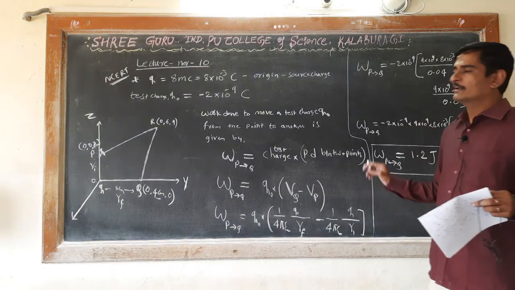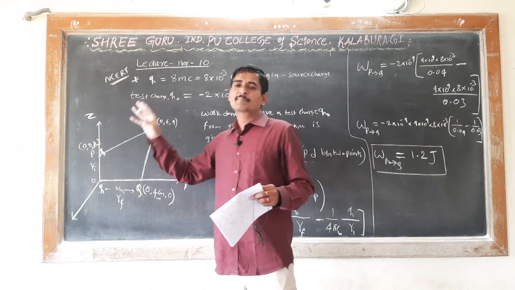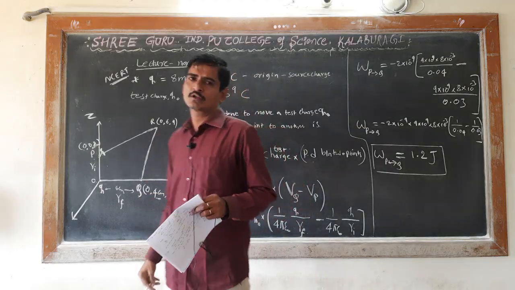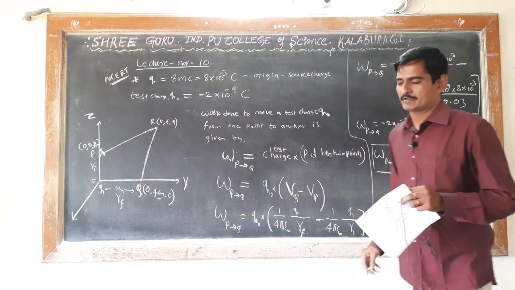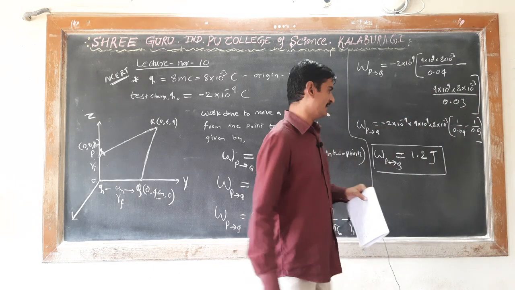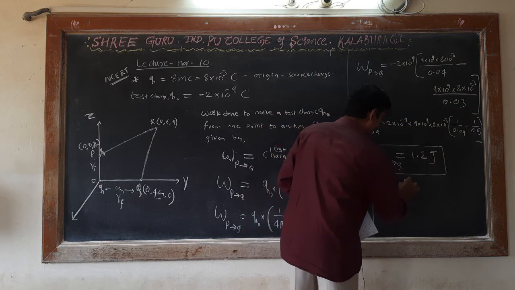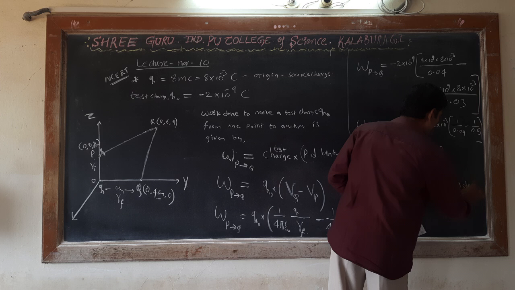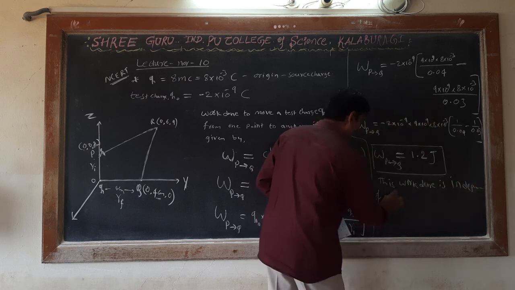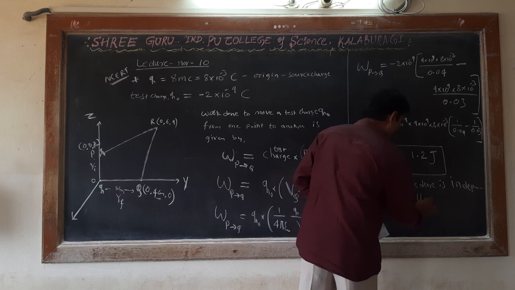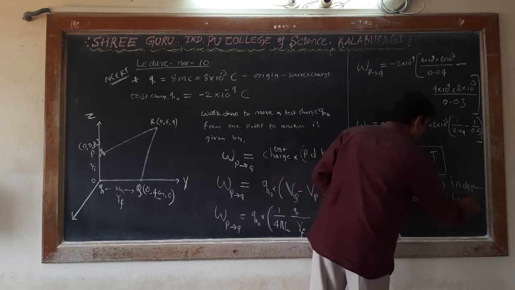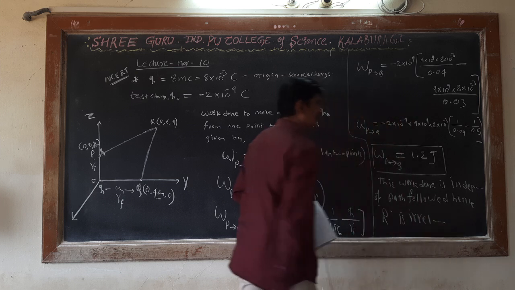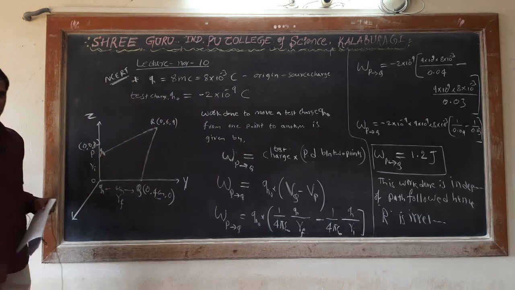And this work done is independent of path followed. That is, work done is independent of path followed in the electrostatic field. Therefore, the point capital R is irrelevant. Hence R is irrelevant. That means we did not use the point capital R. So that's what I am telling.